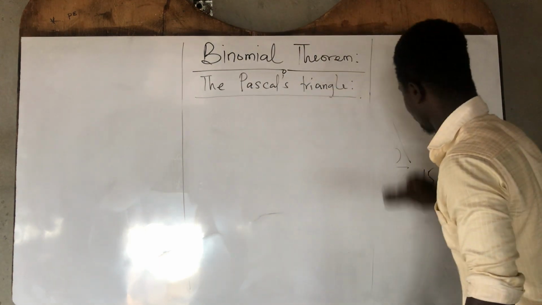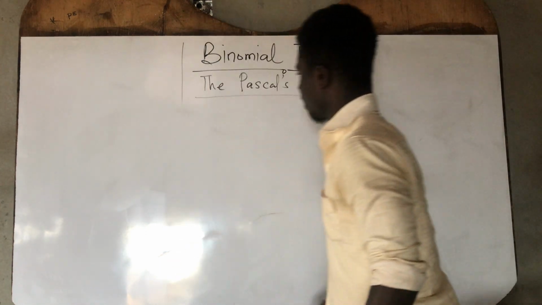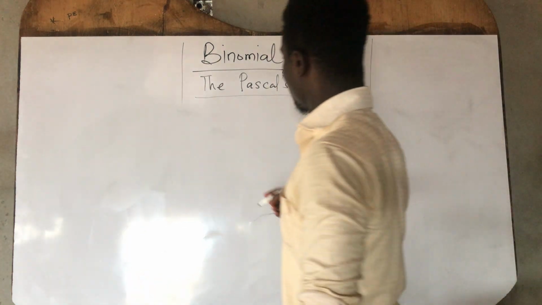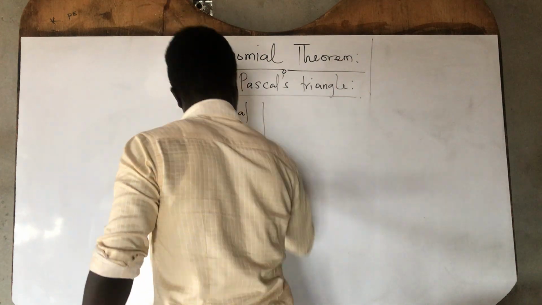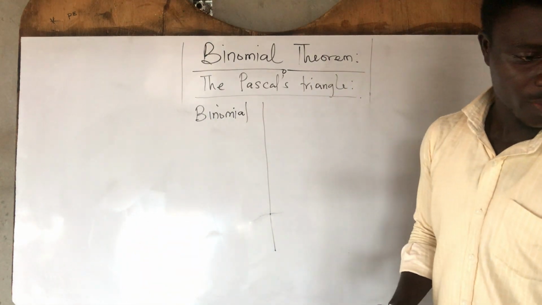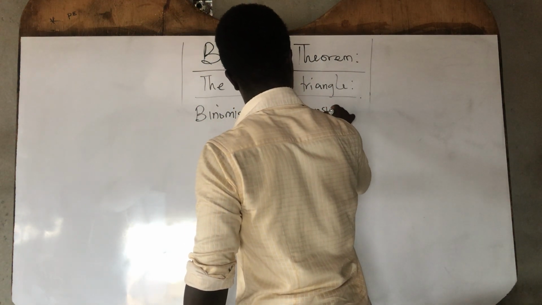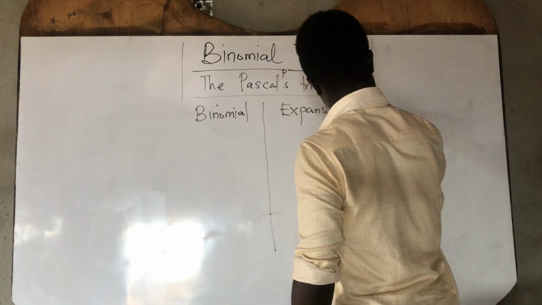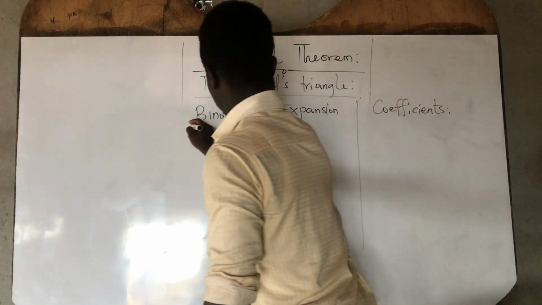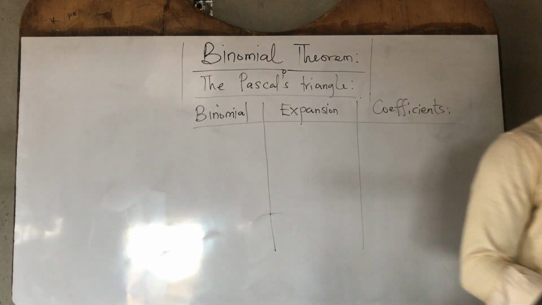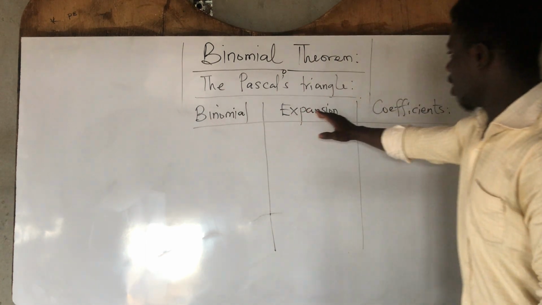Pascal's triangle. So we start with binomial. Here will be binomial. We have our binomial here, we have our expansion here, then we have our coefficients here. So now, we have binomial, expansion, coefficient.